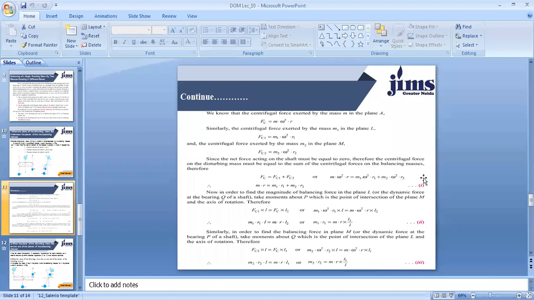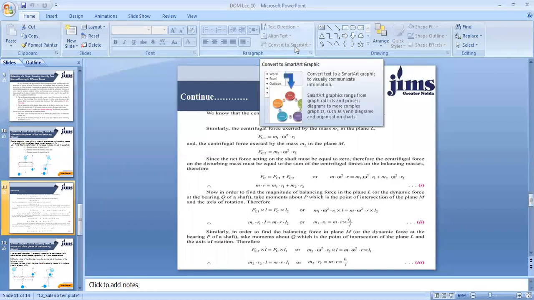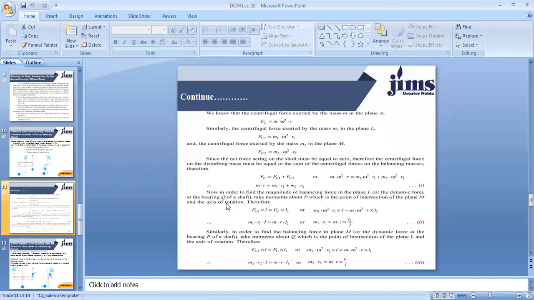So from equation number first, second and third, we can obtain the equations for static and dynamic balancing for this case. I hope all of you will understand with the help of this PPT.